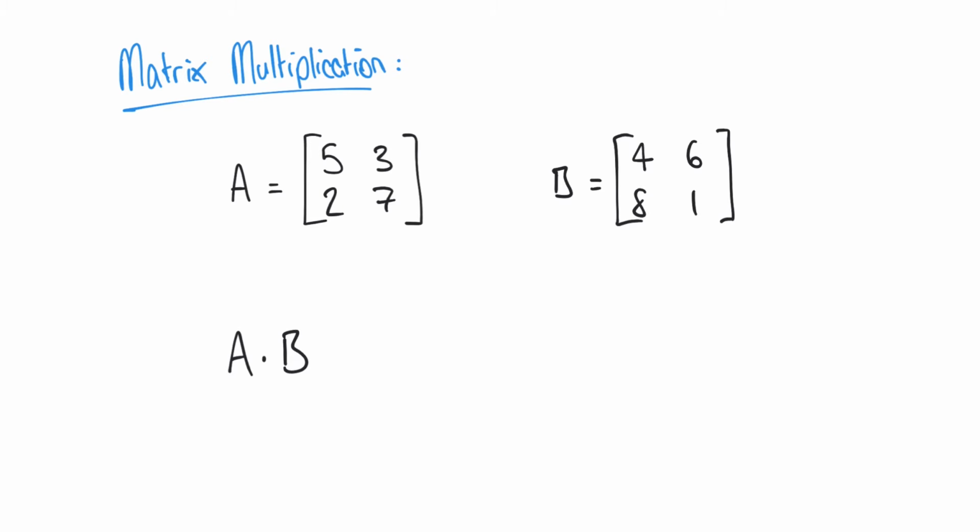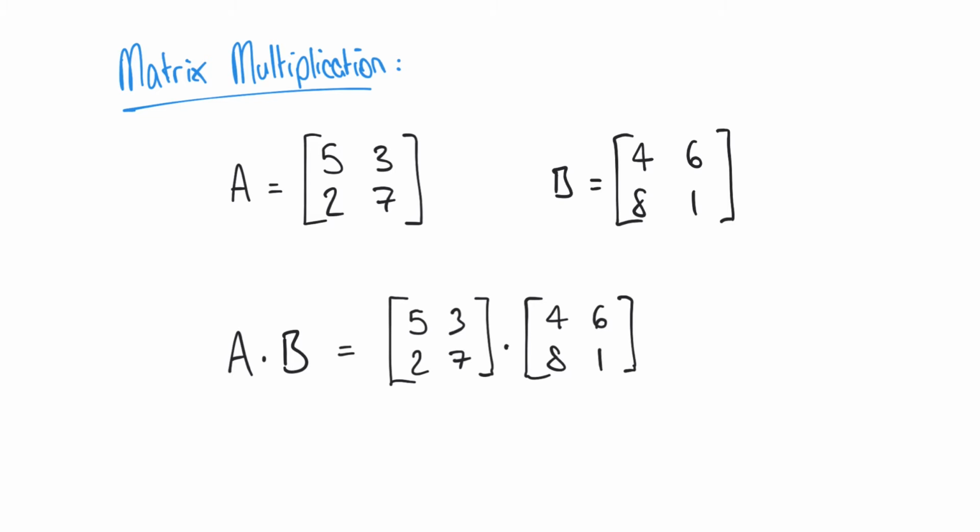What we're not allowed to do, if we write these matrices out like so, is multiply the corresponding elements, 5 times 4, 3 times 6 and so on, like we did with addition and subtraction. Instead, we've got to use this method called the dot product, which is why we use this dot by convention when we're representing this type of multiplication. So let's have a look at how the dot product works.